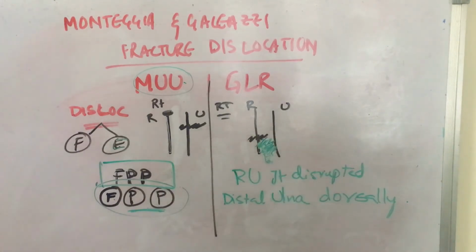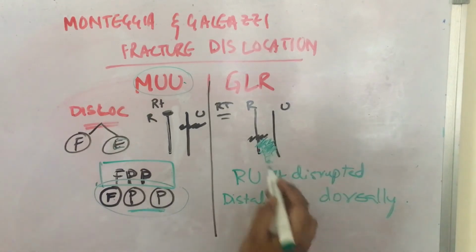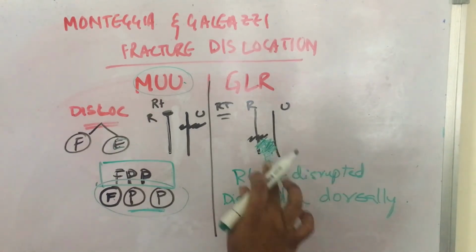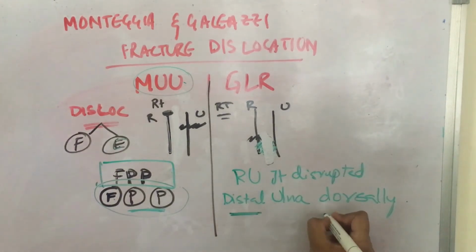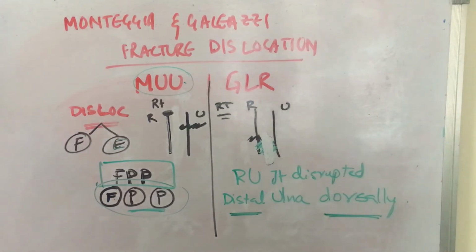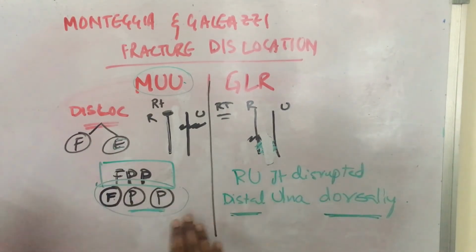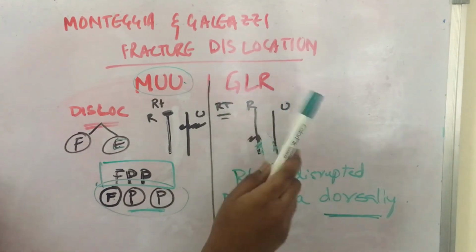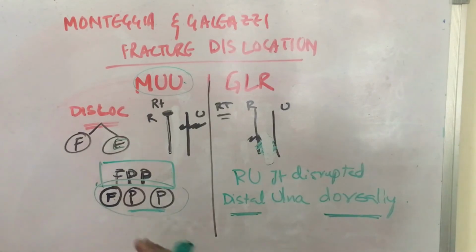So if it's getting disrupted, ulna has to dislocate. Which portion will dislocate? If the joint is getting disrupted here, the distal portion of the ulna will dislocate. How will it dislocate? Dorsally it will get dislocated. That's it. This you have to come up with on your own, guys. You don't have to memorize it. After you recollect this GLR, what is happening, you have to deduce the next steps.